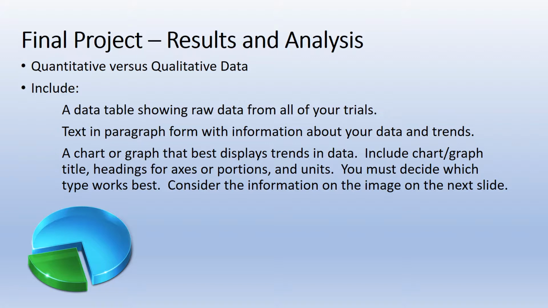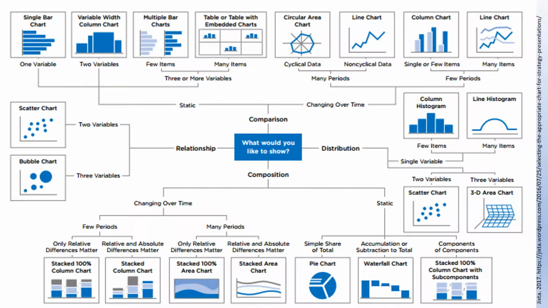You should include a data table showing raw data from all your trials, text in paragraph form with information about your data and trends, and charts and/or graphs that best display trends and data. Make sure to include chart and graph titles, headings for axes and units. You must decide which type of graph or chart works best for the data collected. Consider the information on the image of the next slide. This diagram can assist you in deciding what table, chart, diagram, or graph best suits your analytical needs.